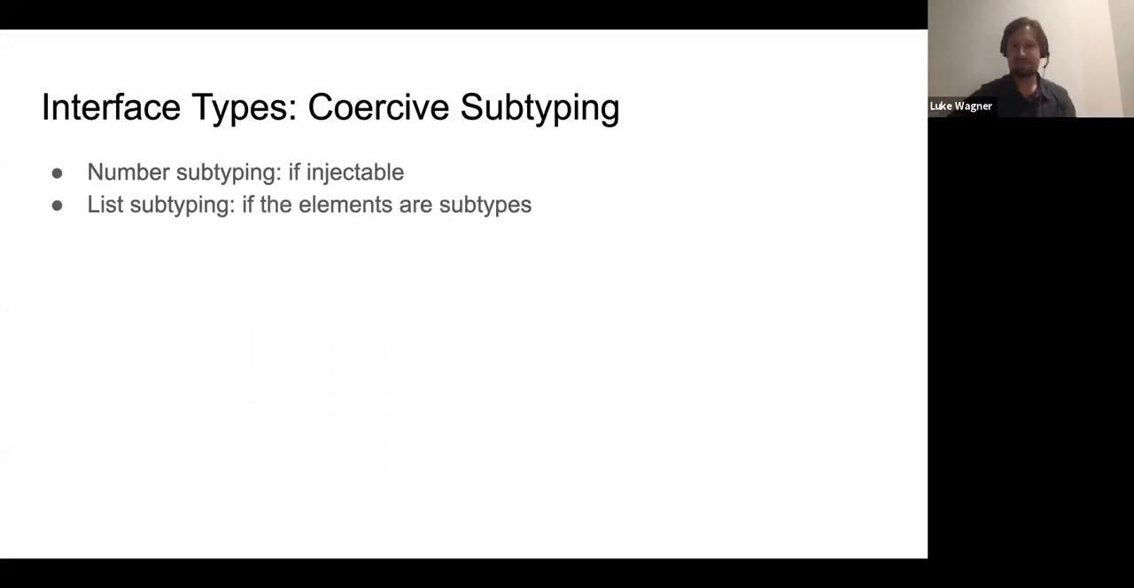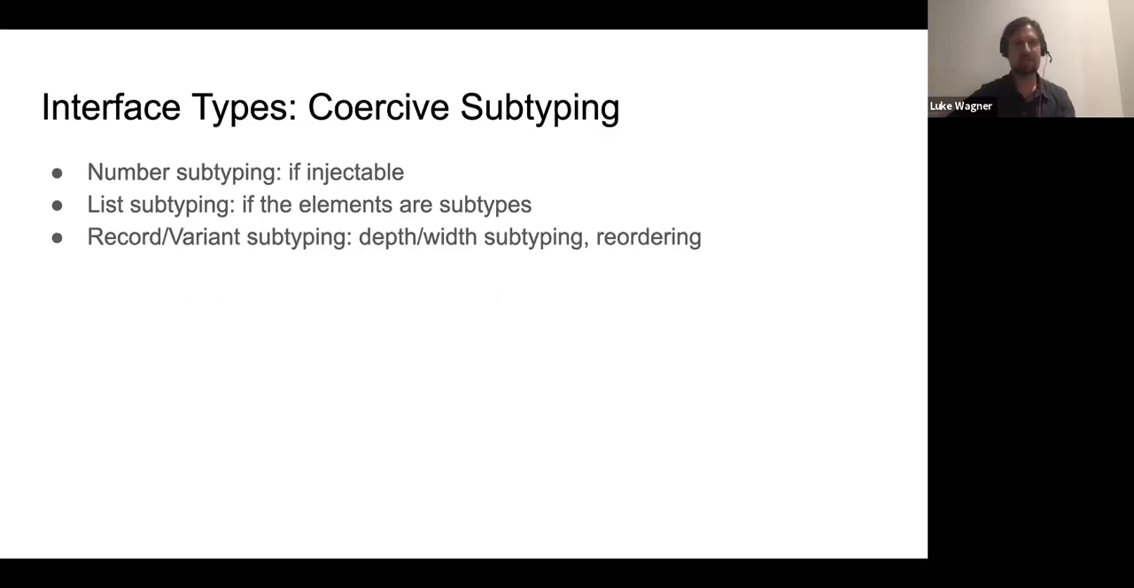Right. So additionally, interface types have coercive subtyping. Coercive because we're copying them anyways between two things. We can be a lot more flexible if we're allowed to coerce and change the representation, since we're doing that anyways. So number subtyping would be, if you're injectable, if the destination contains all the source values. List subtyping if the elements are subtypes. Record and variant subtyping, kind of the classic depth and width, but also allowing reordering.